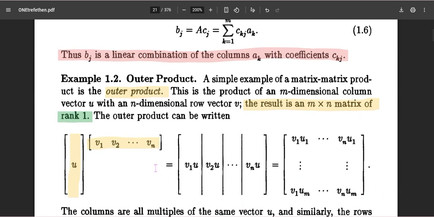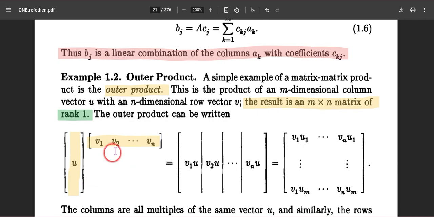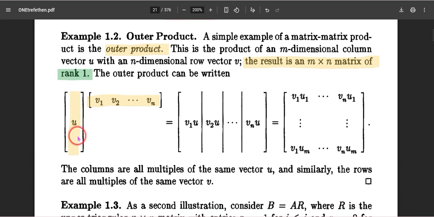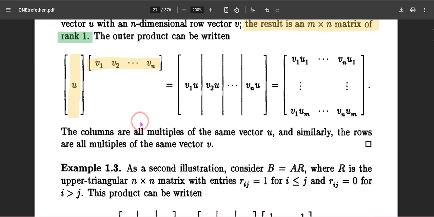Similarly, for the outer product, one is a column vector and one is a row vector, and the column vector times the row vector gives you an m cross n matrix. This is m and this is n. Then these two vectors are multiplied to give you an m cross n matrix.